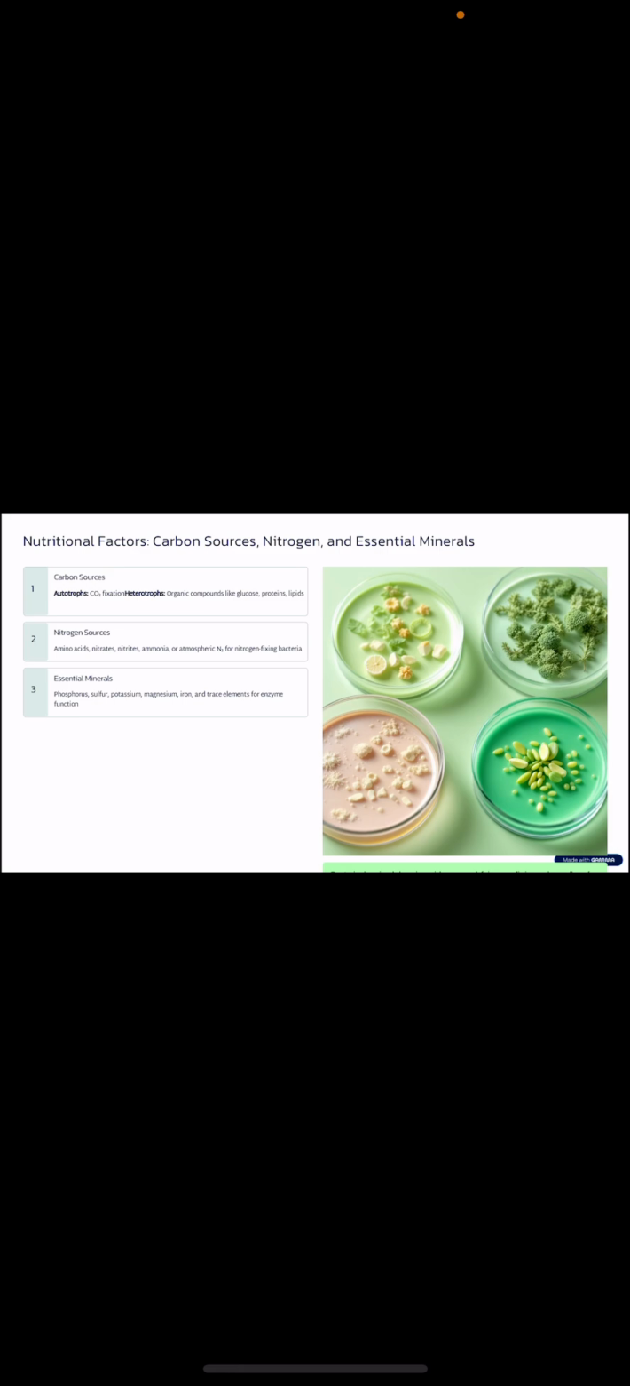Same as human beings, if we don't get proper nutrition in our body, or proper food or proper diet, we won't be able to survive, and we won't be able to grow in a particular manner. So here are the nutrition factors: carbon source, nitrogen and essential minerals.